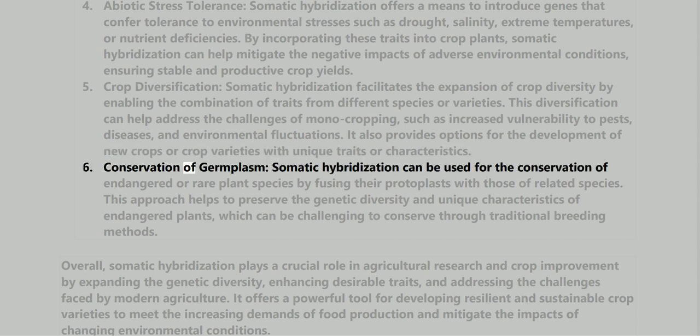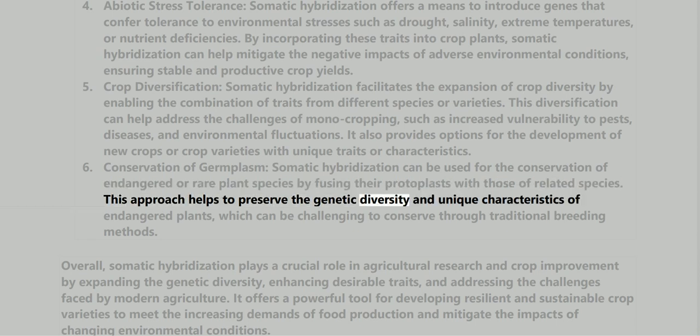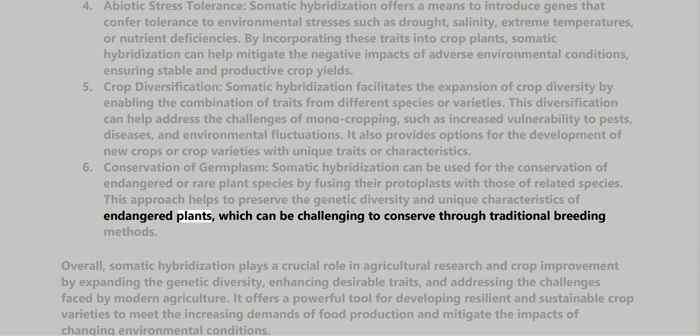6. Conservation of germplasm. Somatic hybridization can be used for the conservation of endangered or rare plant species by fusing their protoplasts with those of related species. This approach helps to preserve the genetic diversity and unique characteristics of endangered plants, which can be challenging to conserve through traditional breeding methods.